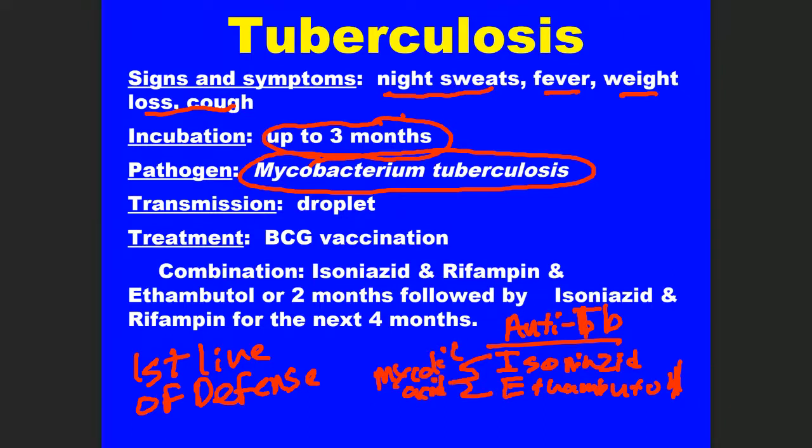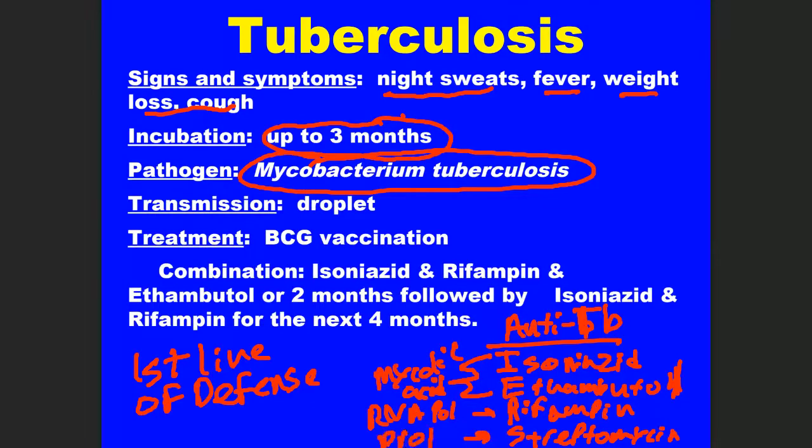Right? They would also get other antibiotics that you couldn't give by themselves. So another antibiotic that they would get is rifampin, and the target of rifampin is RNA polymerase. And sometimes they would even get another drug called streptomycin. Streptomycin prevents protein synthesis. Okay, but if you want rifampin and streptomycin to work, you have to give isoniazid and ethambutol.